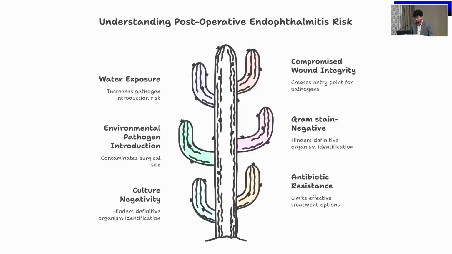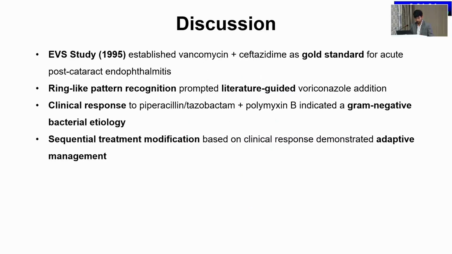We thought of endophthalmitis risk because there was water exposure along with compromised wound integrity. This could cause environmental pathogen introduction, along with culture as well as gram stain negativity and suspected antibiotic resistance. Through the EVS study, we had established that vancomycin and ceftazidime is the gold standard for acute post-cataract endophthalmitis, which we had suspected at the start. The ring-like pattern recognition prompted voriconazole addition.